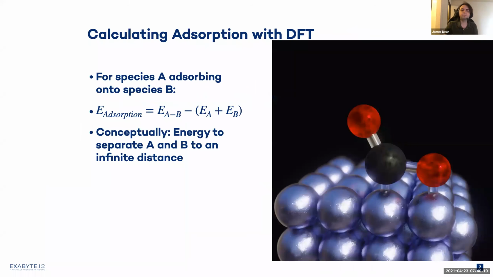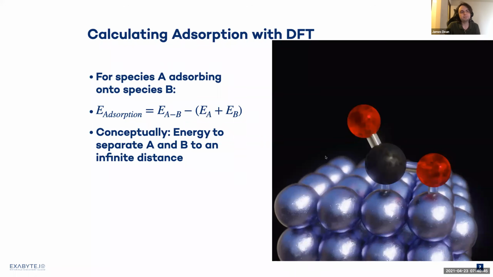So I hope I've motivated why we care about adsorption, especially in catalysis. Now I'll talk about how we can calculate these with DFT. So we don't need to do an experimental study to do this. We can do this on the computer. For a system where we have A adsorbing onto B, for example, carbon dioxide adsorbing to this generic metal surface, we can just do 3 DFT calculations to get this adsorption energy.